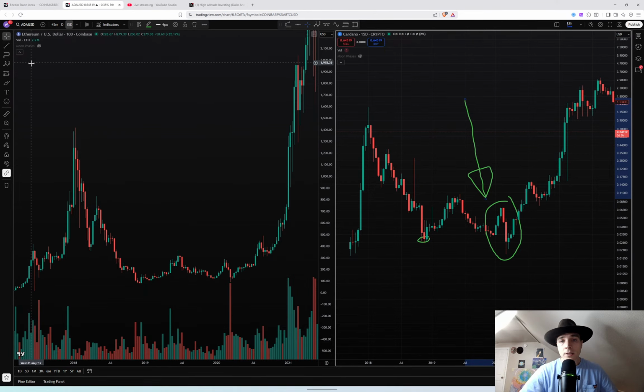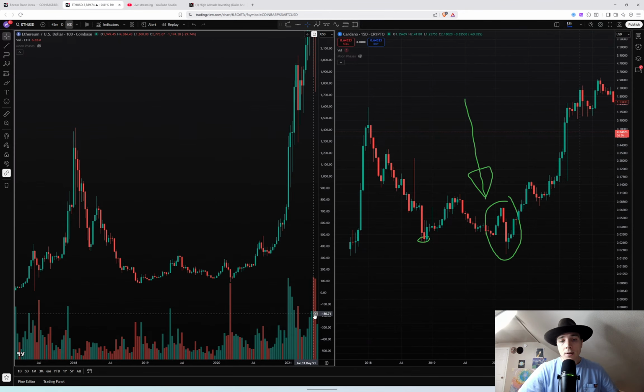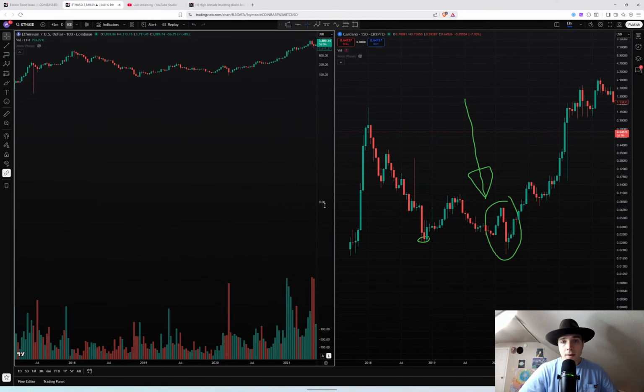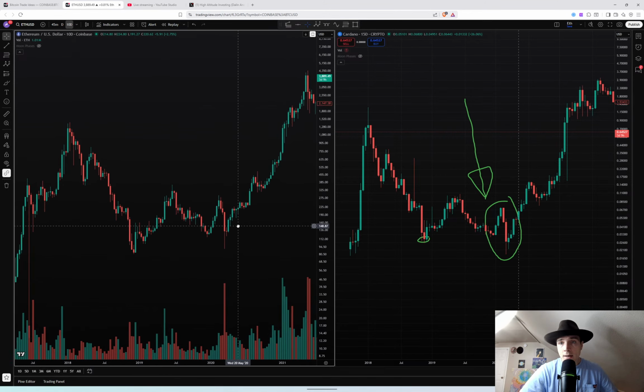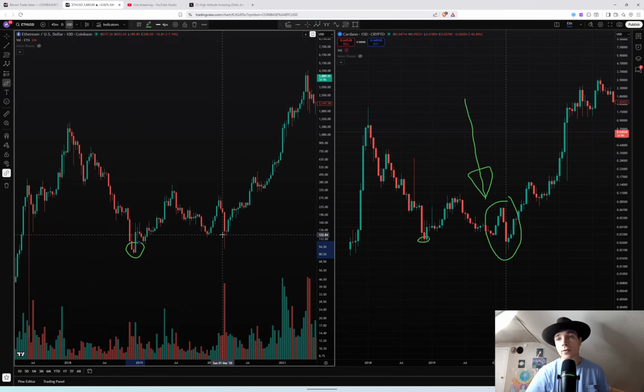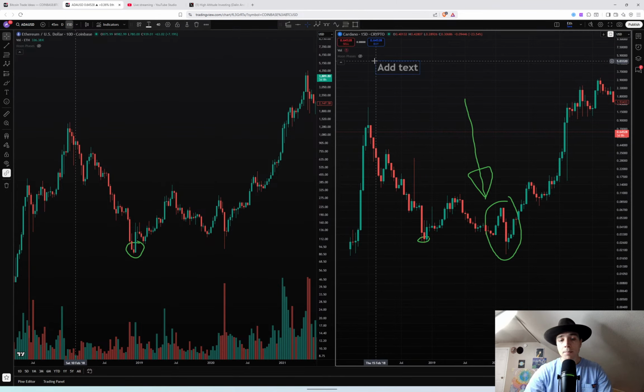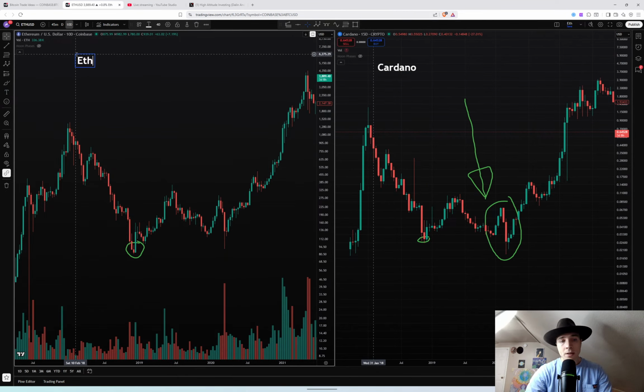That's why Cardano is such a useful fractal to go look at, because sometimes you get that one more painful, brutal lower low. Whereas on Ethereum, we didn't get that. We just had a double bottom, right? Double bottom. It didn't break below this level here. So both these examples are useful to be aware of, because sometimes you get the Cardano example where you get one more lower low. Sometimes you get the Ethereum example where the market double bottoms.